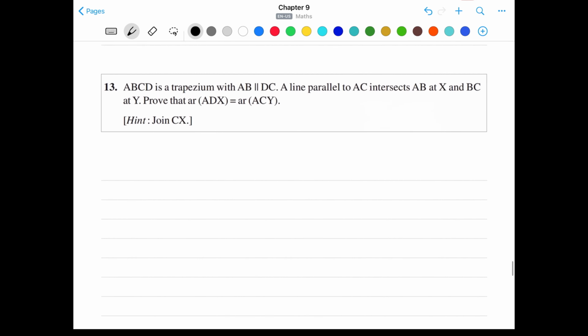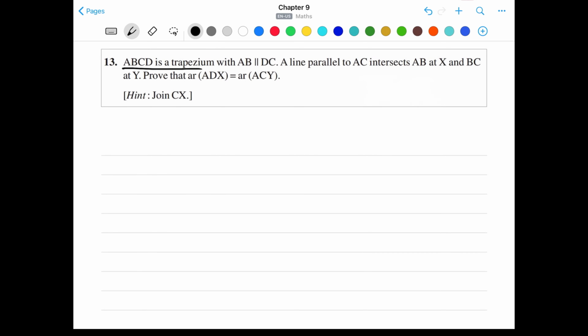Now let's move to the next question, which is question number 13. ABCD is a trapezium in which AB is parallel to DC. There is a line parallel to AC which intersects AB at X and BC at Y. We have to prove that the area of ADX is equal to ACY. So we have a trapezium ABCD in which the side AB is parallel to DC, and a line parallel to AC intersecting AB at X and BC at Y, and we have to prove that the areas of these two triangles are equal. So let's draw its figure first.